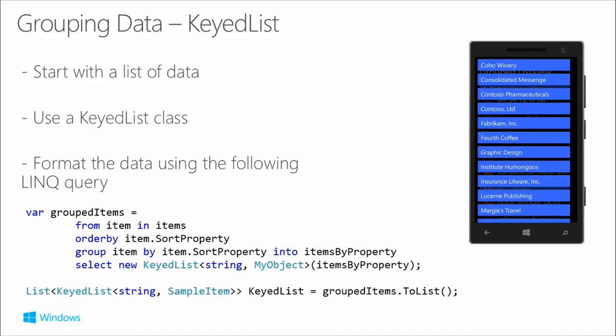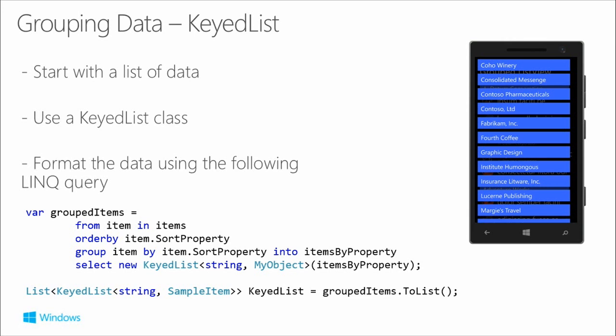With the keyed list, we would start with a list of data, and we'd use a keyed list class. Now, a keyed list class is something that we have inside of the demo. It's also out there in the wild because it was used to build grouped lists in Windows Phone 8. So if you look up a keyed list and the long list selector, which was the proper control in Windows Phone 8, you'll be able to find this out there.